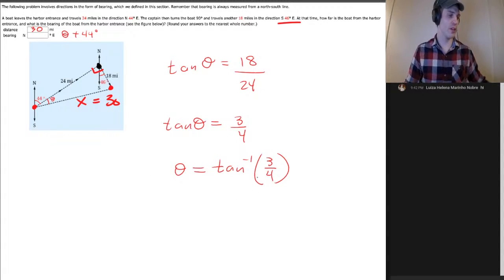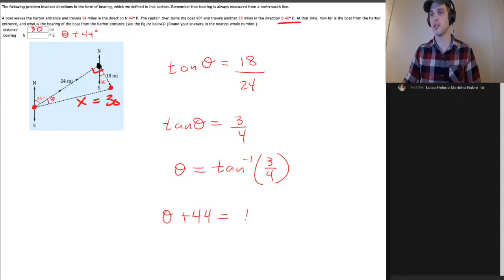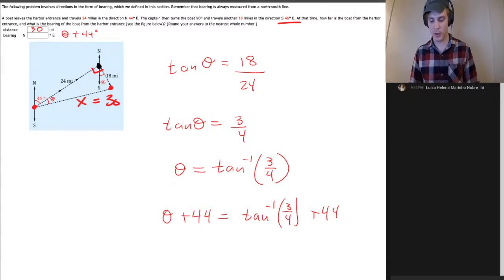Okay, so the tangent inverse of 3/4 is going to give us theta, but we actually don't want theta. We want theta plus 44. So let me add 44 to both sides. And so our actual answer is going to be the tan inverse of 3/4 plus 44. And this is what I'll enter into my calculator here.